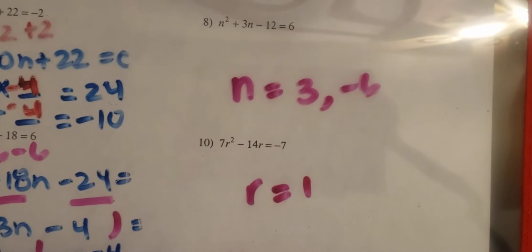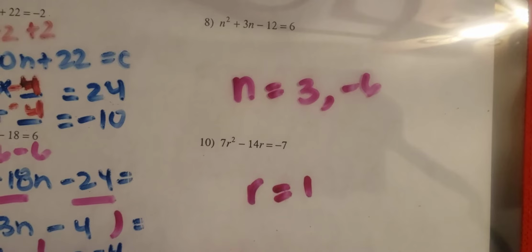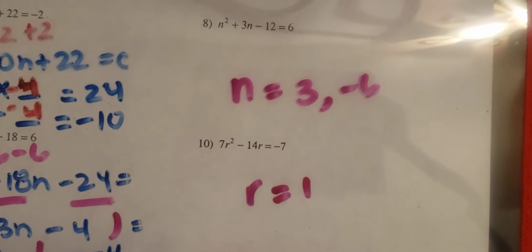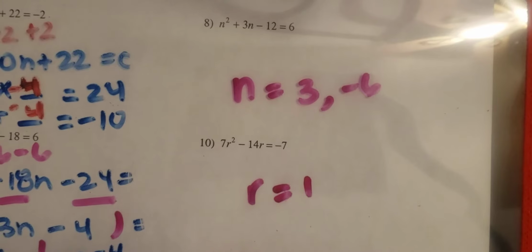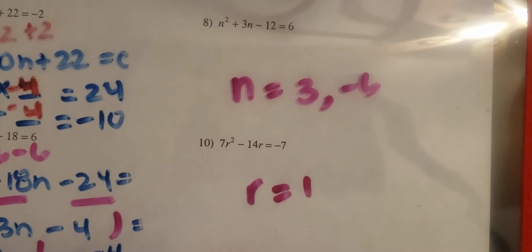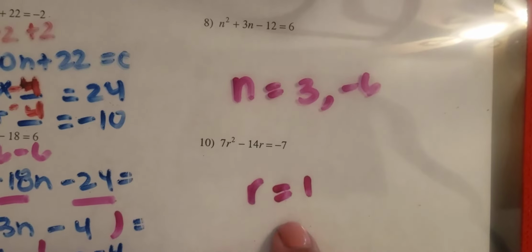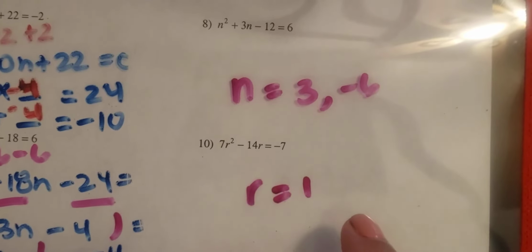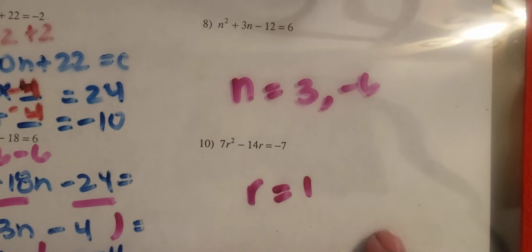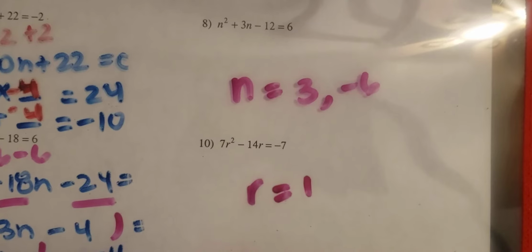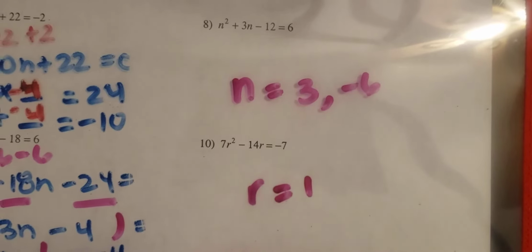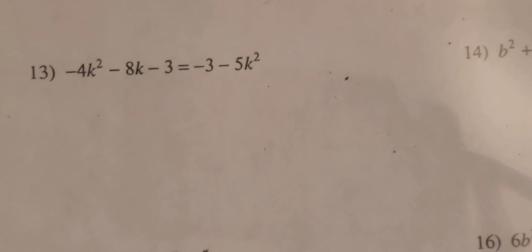All right, boys and girls, if you did it correctly, these are your solutions for number 8 and 10. So 8, you should have gotten n equals 3 and -6. And number 10, you should have gotten r equals 1. Now, if you're wondering why you only got one solution, I'm assuming both factors were exactly the same, so you only have to write it one time. Okay? All right, let's move on to the next example.